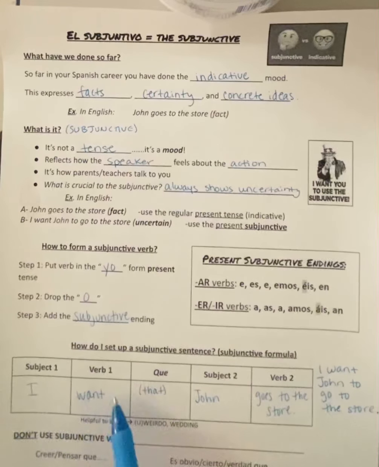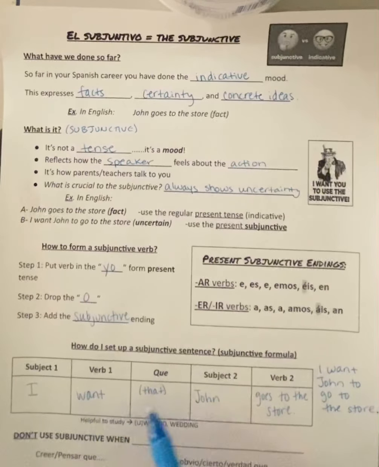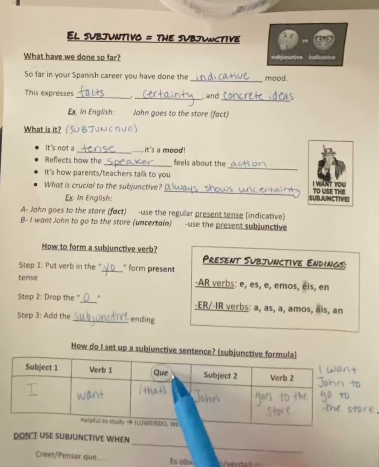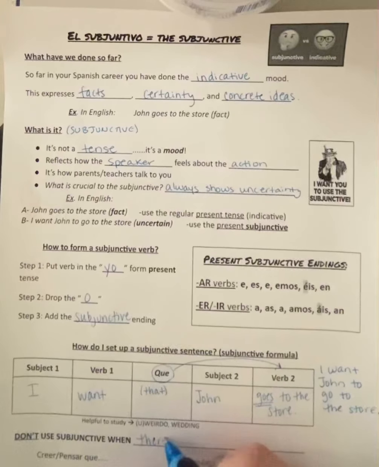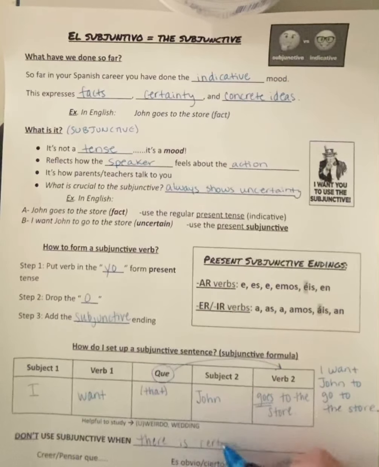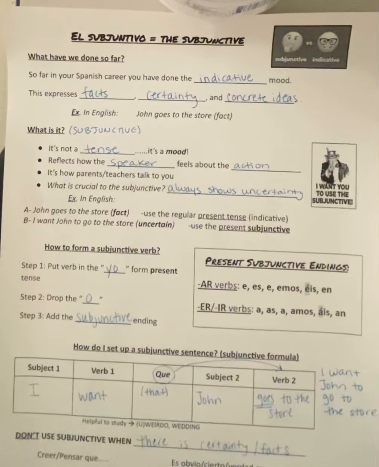So everything on this side will be conjugated in just regular indicative mood present tense. But the verb that falls after the que, that is the verb that we would put in the subjunctive. Okay. And down here, don't use subjunctive when there is certainty or facts. Again, just kind of restating.